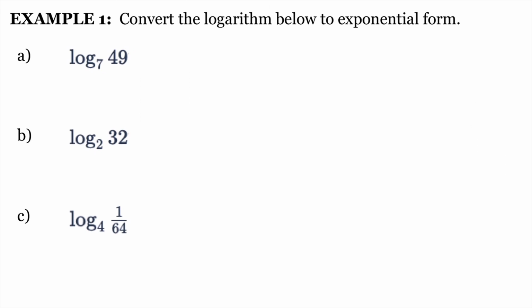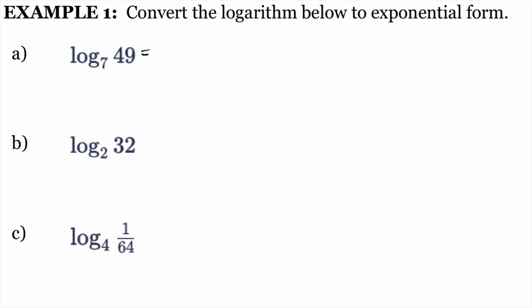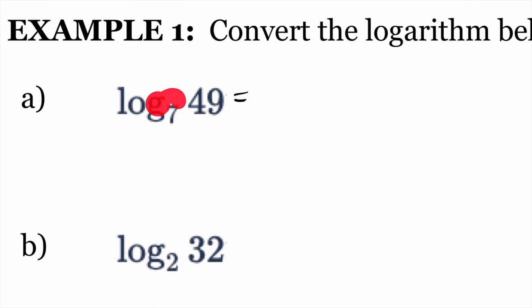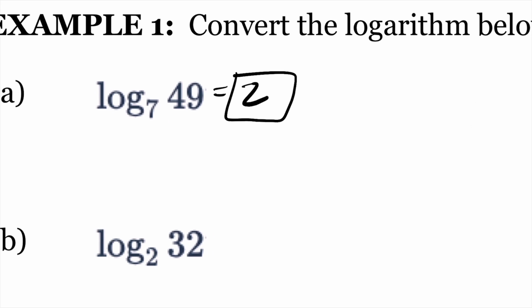So we've got to convert. Tell me right now, when you're looking at number 1A, what part is missing? Blue, red, or green? Base, answer, or exponent? Which part is missing here? Exponent, right? Yeah. We need the exponent. So 7 to what power gives me 49? 2 is the answer. That's the exponent, right? I was missing the exponent.